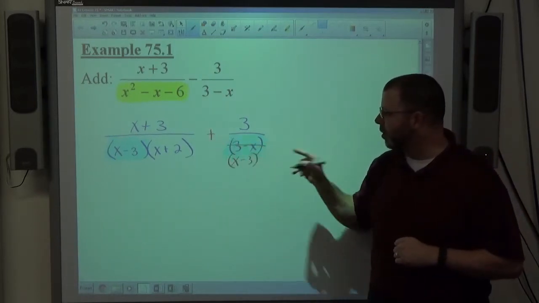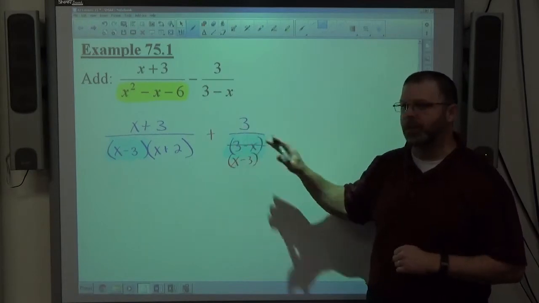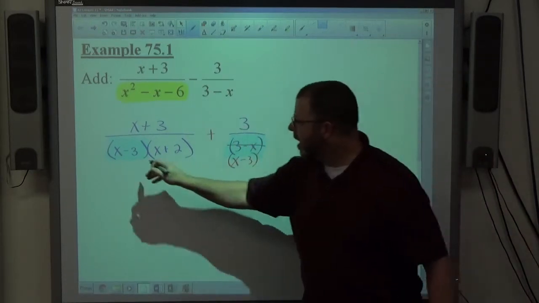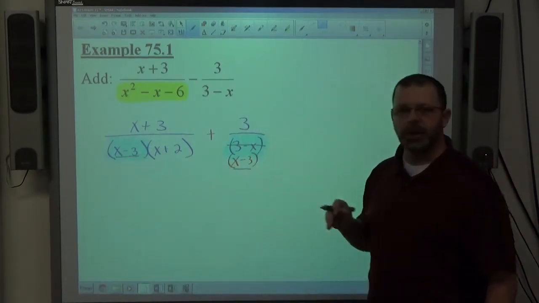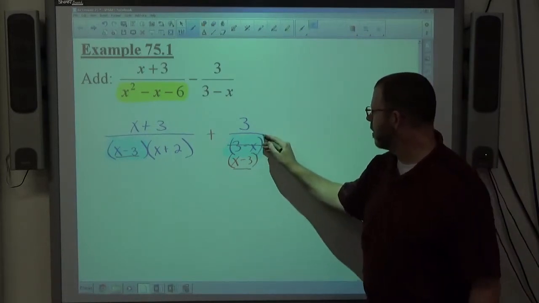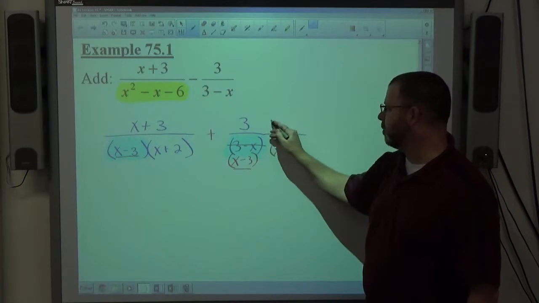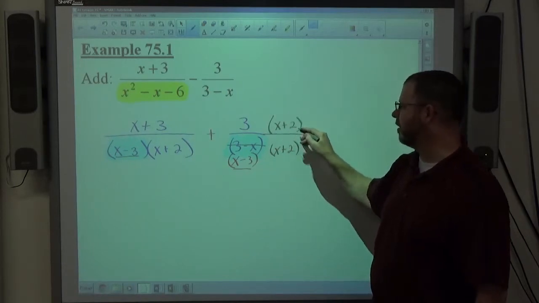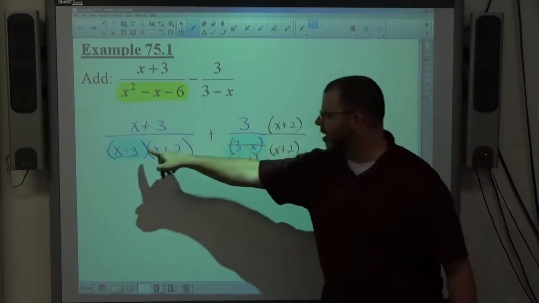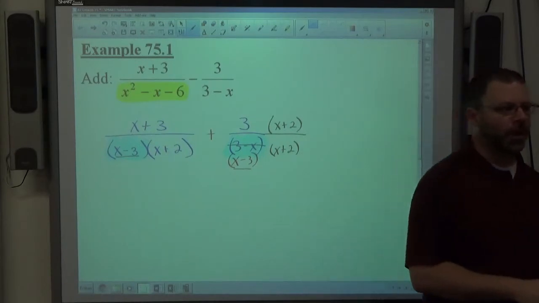Once we change the signs of both locations, now this fraction is equivalent to the original, but now x minus 3 matches x minus 3. So if I just get an x plus 2 on the bottom of this fraction, which requires me putting x plus 2 on the top of that fraction, now x minus 3 times x plus 2 is a common denominator for both fractions.